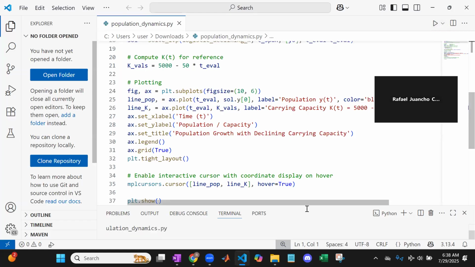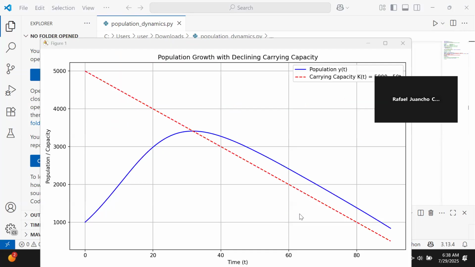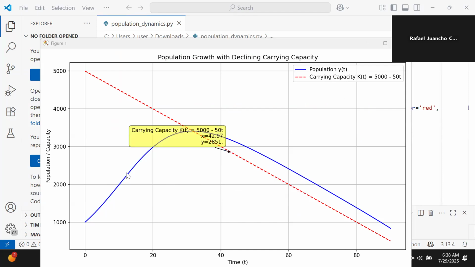So if I run this, let me see if I'm showing the right screen. Oh, there. Yeah. So the population is this blue curve where it grows at first, and then it reaches its peak here, and then it starts collapsing, right?